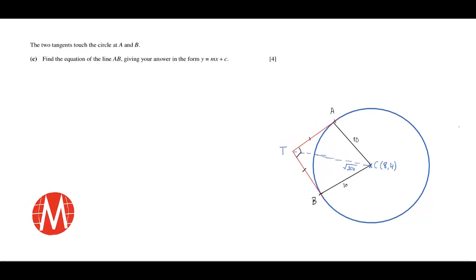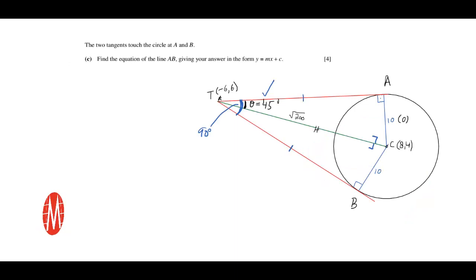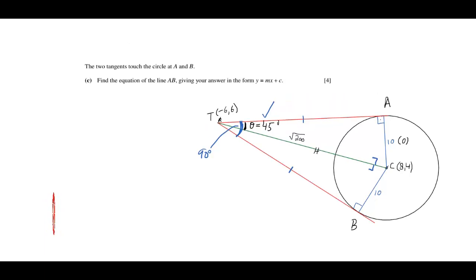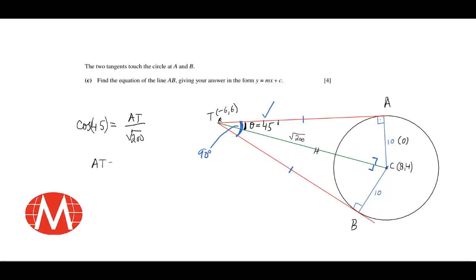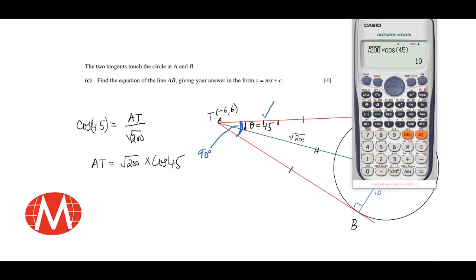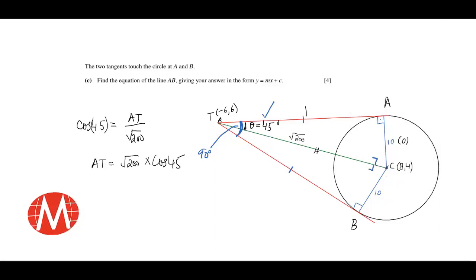So it is better to find this length AT. Let's find this AT from the diagram of the last part. So this AT is basically, this is the hypotenuse, and we will use cos 45. It is equal to AT over square root of 200, and AT is square root of 200 times cos 45. And it is 10. Surprisingly, it is 10. Good. So this length is 10. So obviously this will be 10 as well.